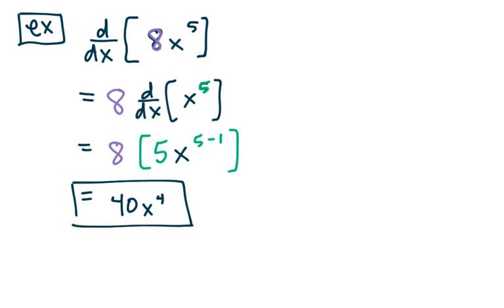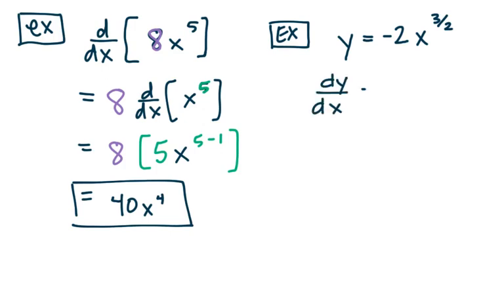All right, let's look at another example. You might be asked to find the derivative of y equals negative 2x to the 3/2. So the negative 2 would remain in front. That would be the derivative of y with respect to x is negative 2. And then I'm only going to deal with taking the derivative of x to the 3/2. So that would become 3/2 x to the 3/2 minus 1.